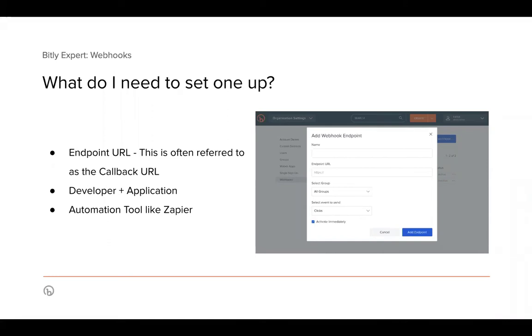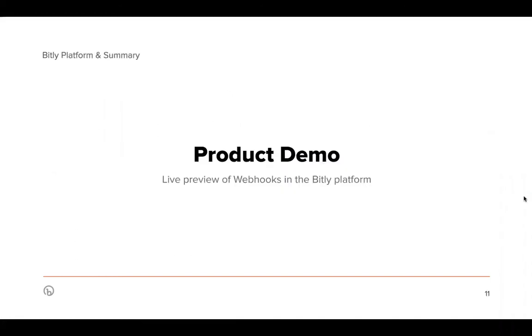Awesome. So now we're going to go into a live product demo where I will show you how to set up a webhook in bit.ly and use Zapier as the middleware or the automation tool, as Tony had mentioned, to create a notification in Slack every time someone clicks my link.